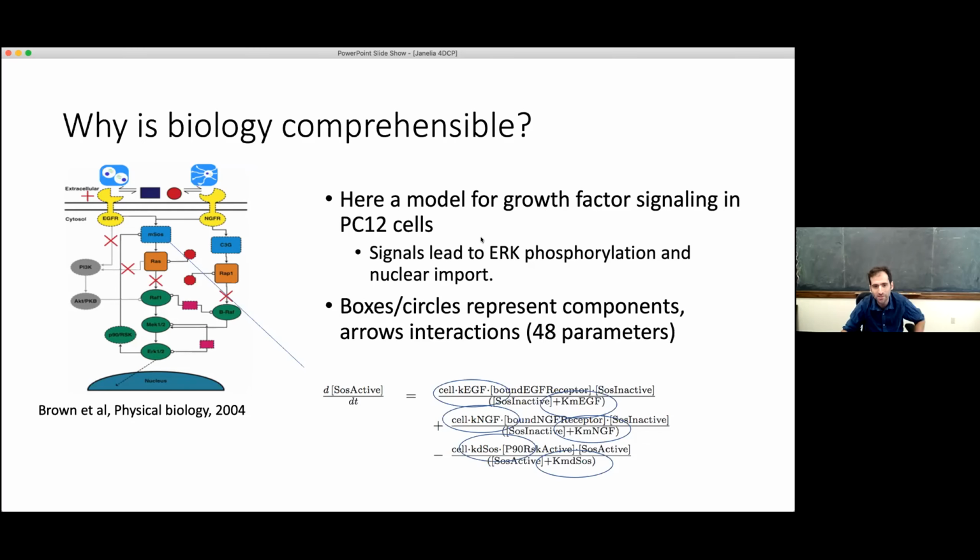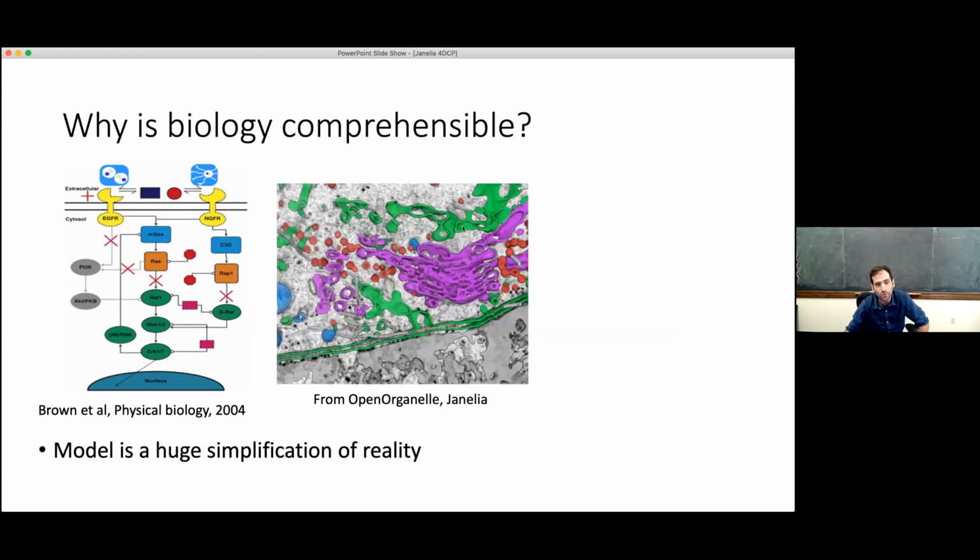I want you to think about what this means. And in particular, it's important to note that this really is a vast simplification of reality. So this is an image I shamelessly stole from Open Organelle, where there's a lot of really striking images. This isn't from a PC12 cell, but it's another eukaryotic cell. And I think you should just take from this that the cell has its own internal life that surely interacts with the components of this cascade. And surely, whatever is happening here is impacting what's happening in this cascade, even though it's not in the model.